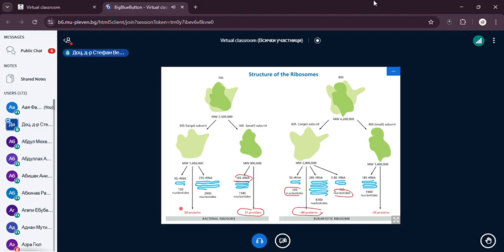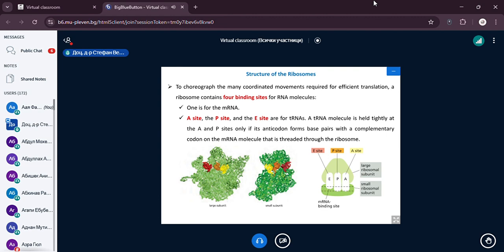Large subunit, around 30 proteins and only 2 ribosomal RNAs. One long, 2,900 nucleotides, 23S, and one, the smallest of the 3 ribosomal RNAs in the eukaryotic large subunit, 5S, again 120 nucleotides. So that's the general structure of the ribosomes, both prokaryotic and eukaryotic ribosomes.